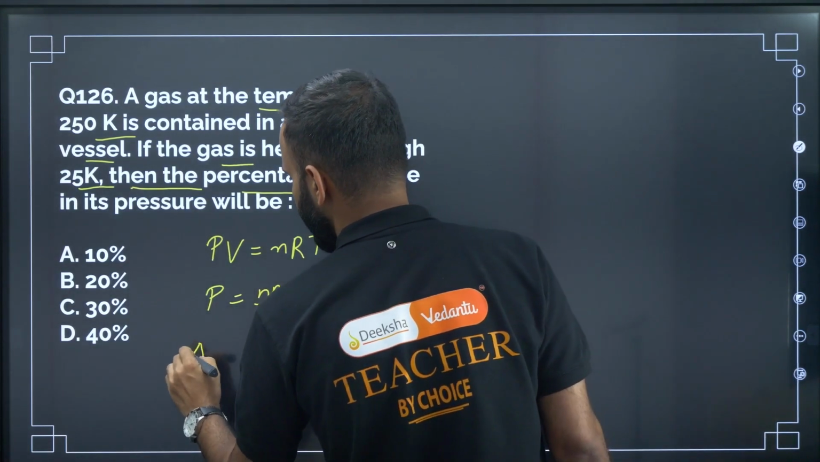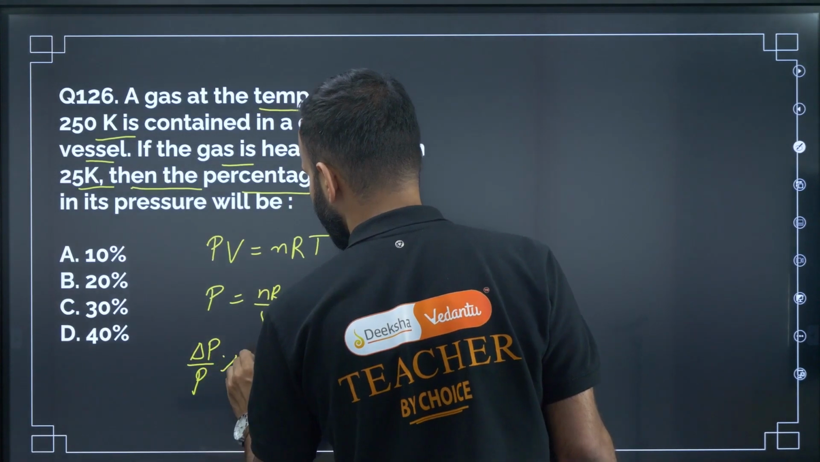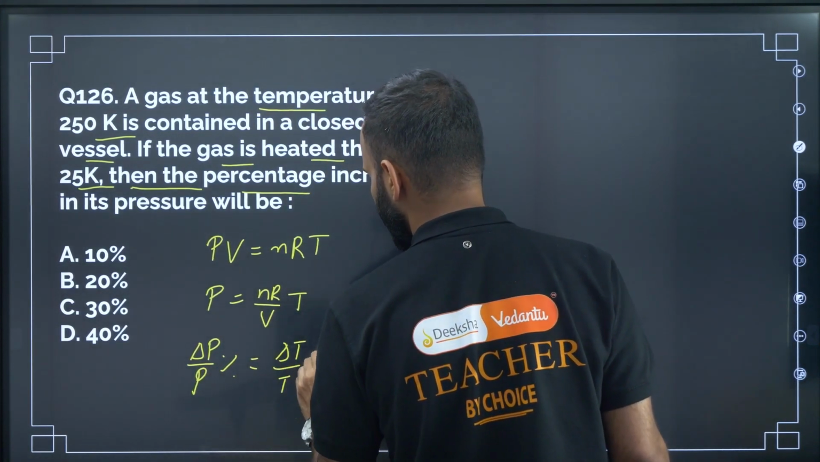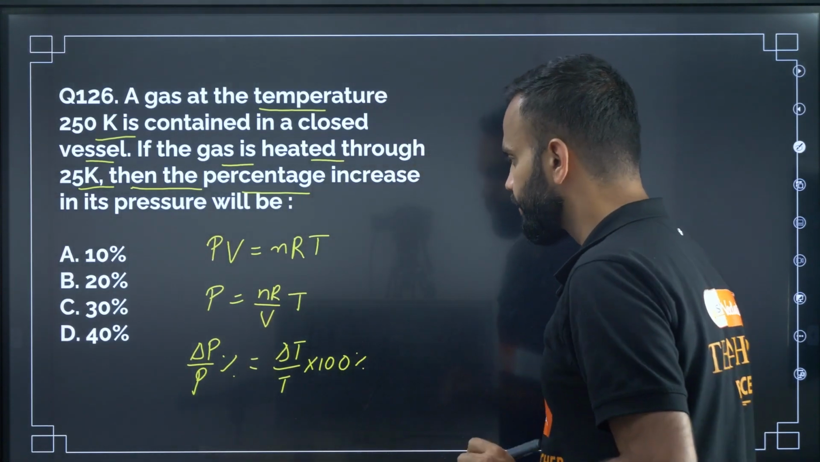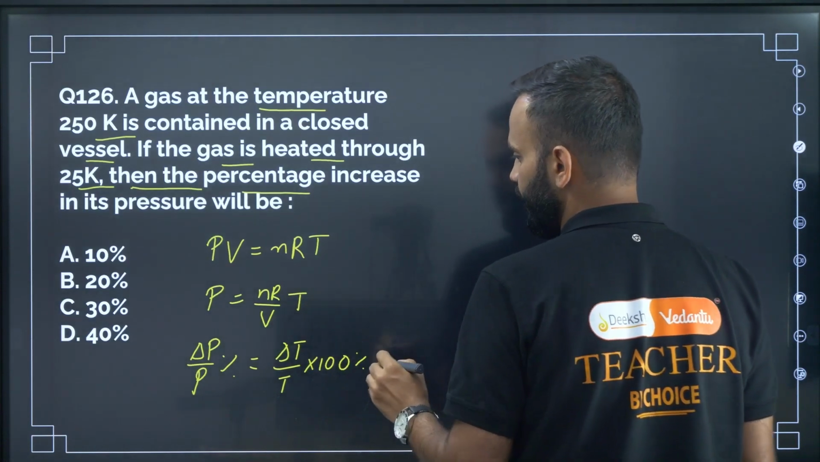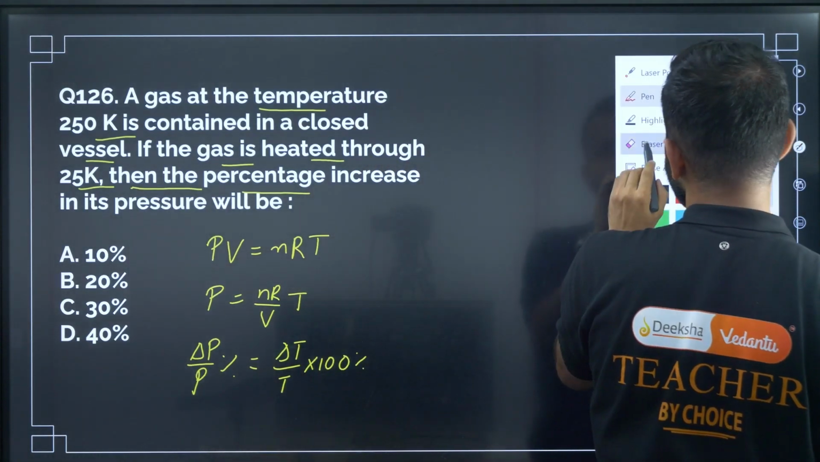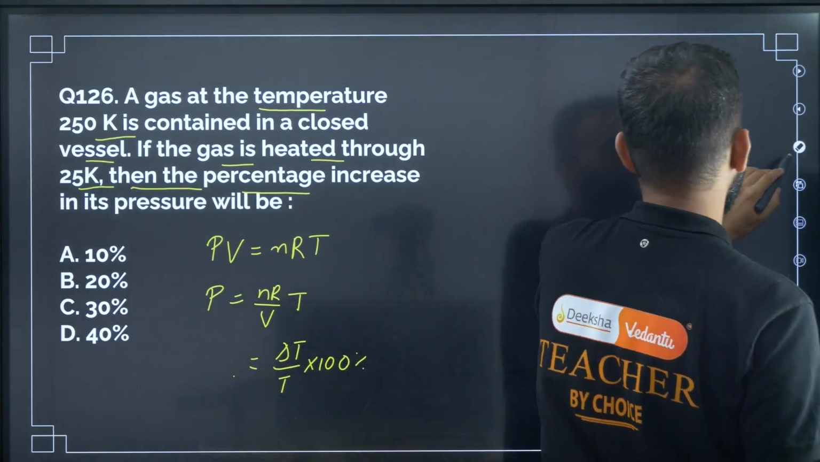So the change in pressure in percentage, that is ΔP/P in percentage, is equal to ΔT/T in percentage, that is ΔT/T × 100%. So now the change in pressure: ΔP/P × 100%.